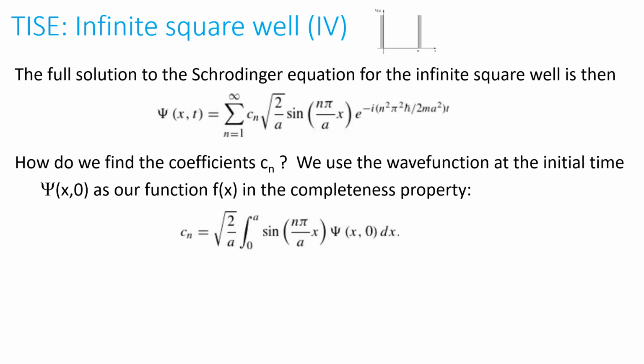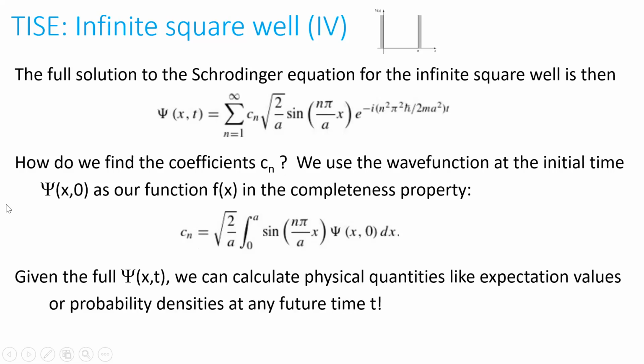at time 0, and then this time evolution given here would evolve the wave function in time. So once we find these coefficients Cn at time 0 using our initial wave function, we can plug them in here, and we get the full wave function psi of x and t. And from that, we can calculate physical quantities like expectation values and probability densities at any future time t. So there's definitely some mathematics to do, but that's in principle what we do.